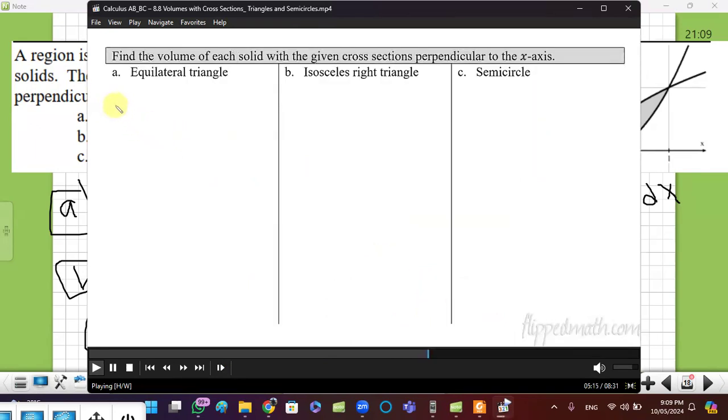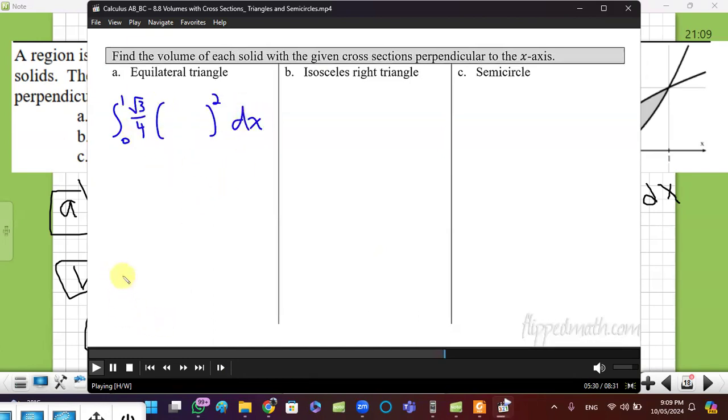Equilateral triangle. So we're going to go from 0 to 1. That's pretty simple. And then we take the square root of 3 over 4. Did I do that right? Yes, square root of 3 over 4. And then it is the side squared with respect to x. And what was the side?